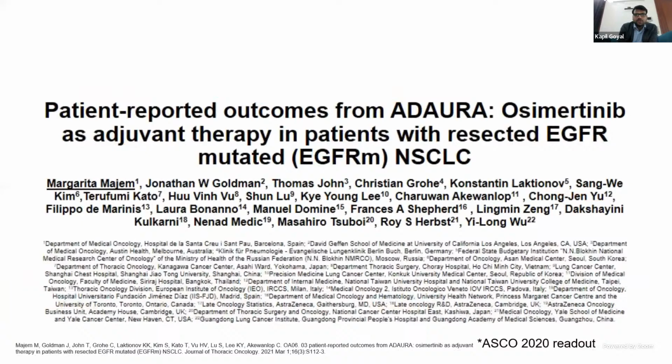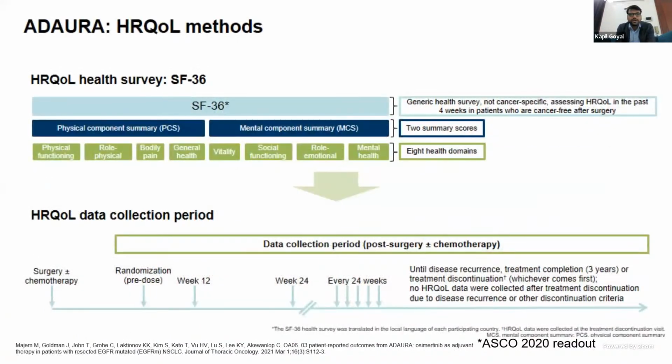Patient reported outcomes from ADAURA. In ADAURA, health-related quality of life was measured by a health survey called SF36, which has two components. One is the physical component summary, PCS, and one is the mental component summary, MCS. Across these two summary scores, there are 8 health domains which are assessed. Under the physical component summary, we have 4: physical functioning, role physical, bodily pain, and general health. In the mental component summary, we have vitality, social functioning, role emotional, and mental health.